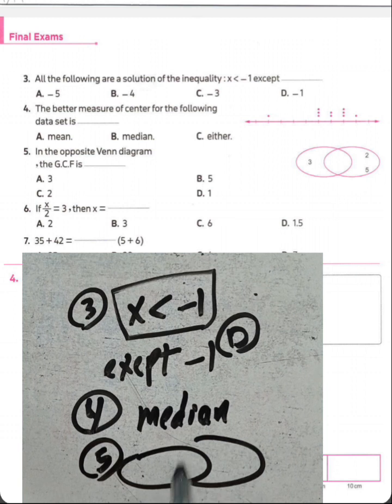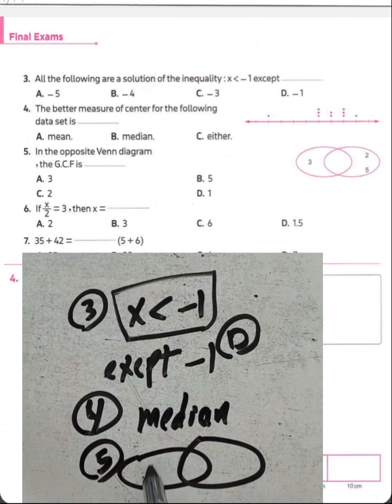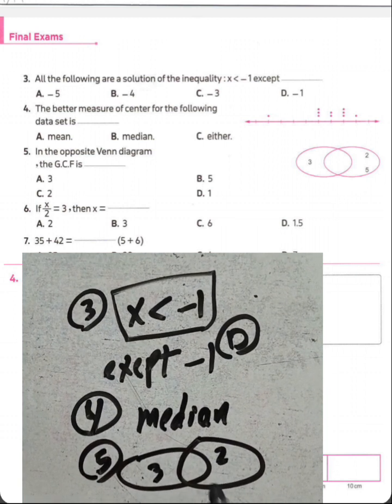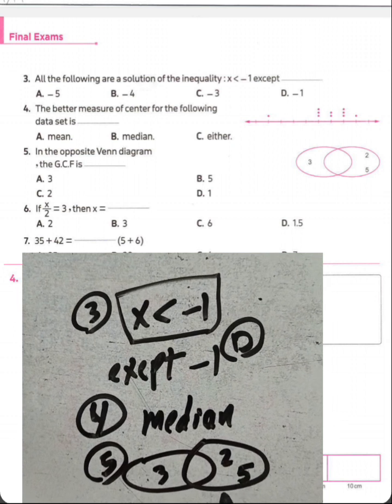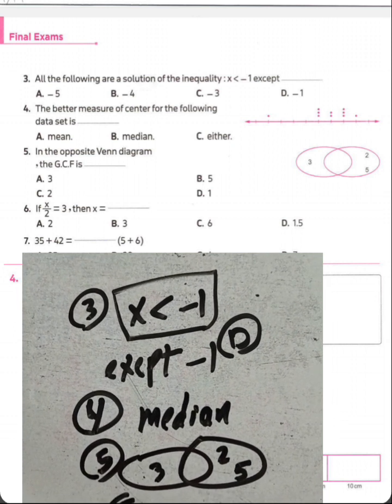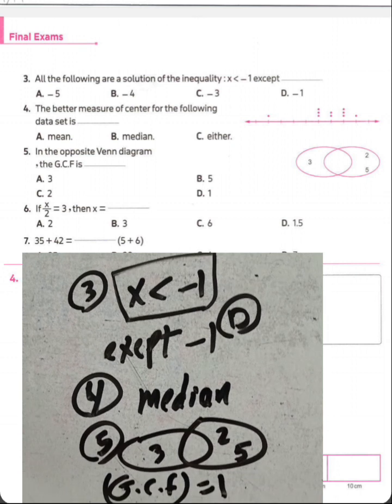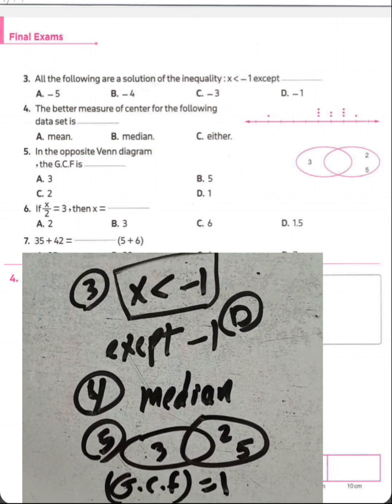Question 5 is the Venn diagram. The greatest common factor between them, what will it be? We have a space part here. Then the greatest common factor between the two numbers will be 1. The first number here is 3 and the second number is 10. Then the greatest common factor between 3 and 10 is 1.